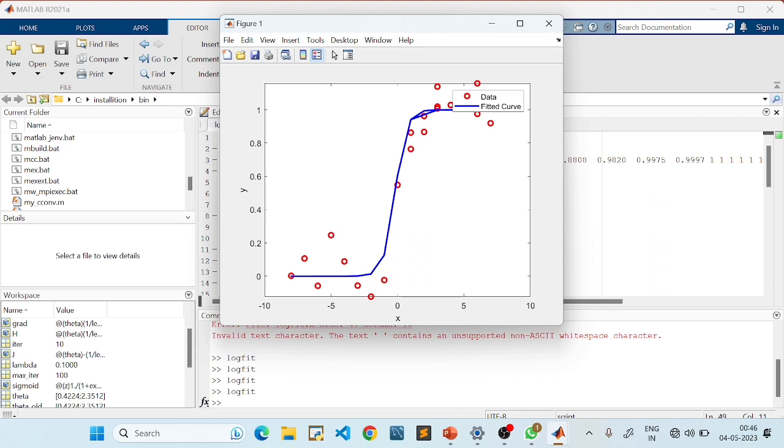This curve changes every time because I have added some random noise there. But it gives the best fitted curve every time we run it based on the given data.